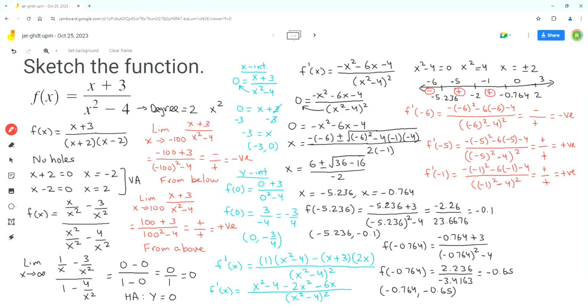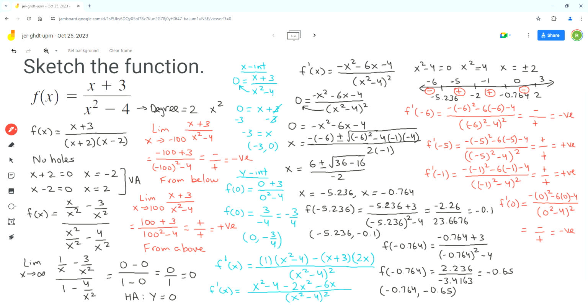Now we can do the test for x equals 0. Now for x equals 0, we'll get a negative result in the numerator and positive in the denominator. So the overall result will be negative. So the function is decreasing to the right side of negative 0.764 and to the left side of 2.